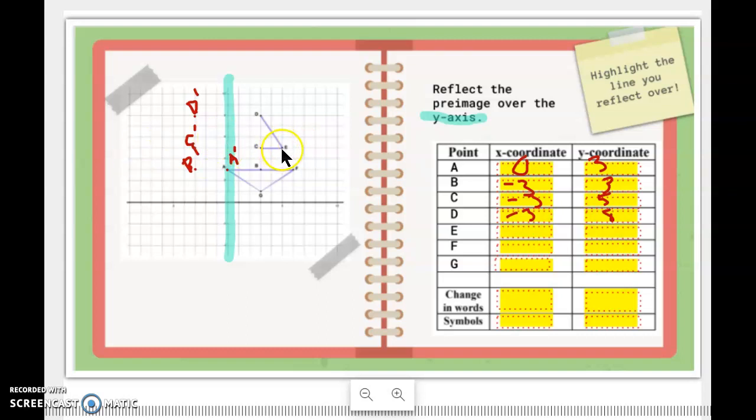E was 5 away from the y-axis because it was an x value of 5. Therefore, we're going to go 5 boxes in the opposite direction of the y-axis. So if I were to fold this piece of paper in half directly on this teal line, my E points would touch, and this is E prime. And that coordinate is at -5, 5.